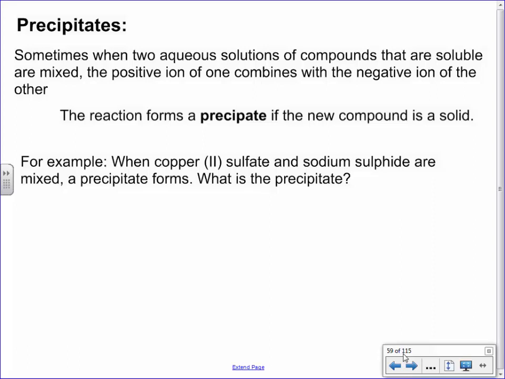So if I were to give you just a basic word problem here, what would happen if copper 2 sulfate and sodium sulfide were mixed? Well, copper 2 sulfate would be CuSO4. Sodium sulfide would be Na2S, because I'll catch the sulfide. If it ends in "ide," it's just sulfur by itself. What's going to happen here? What reaction takes place? Okay, so we need sodium to go with sulfate, and we need copper to go with sulfur.